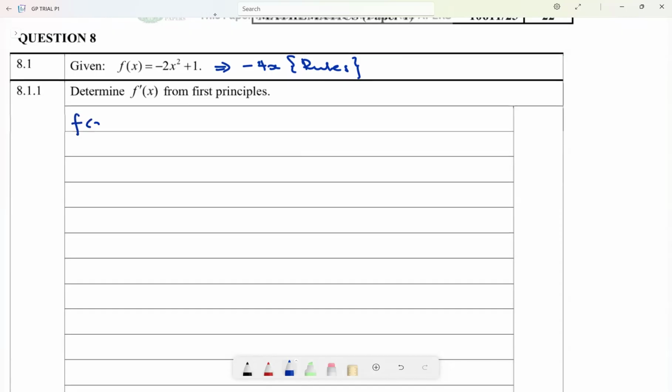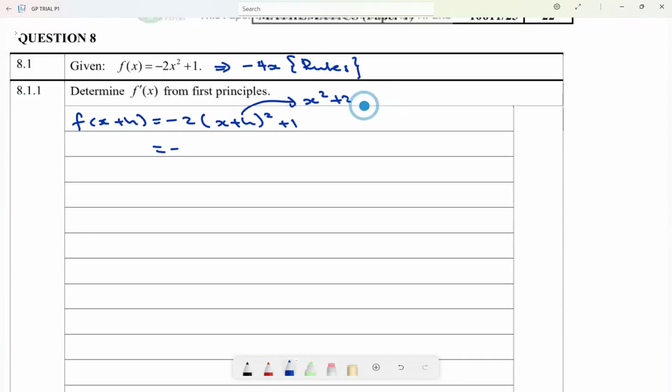What I like to do is start first by finding f of x plus h. Okay, f of x we already know. Let's find f of x plus h. Where we see x, we're going to open a bracket and substitute x plus h squared plus 1. So this will be negative. When you simplify this, it's going to be x squared plus 2xh plus h squared. Let me write that again. So when you multiply that by negative 2, it's going to be negative 2x squared, negative 4xh, minus 2h squared plus 1.